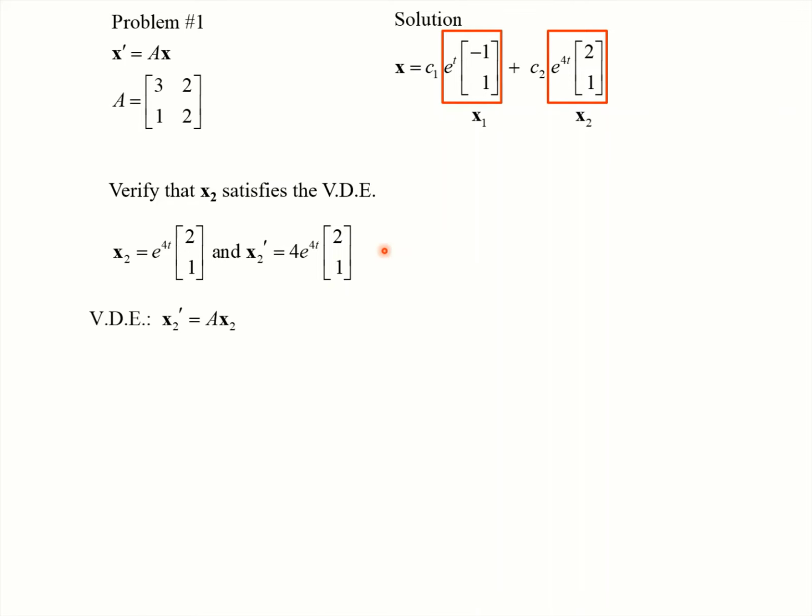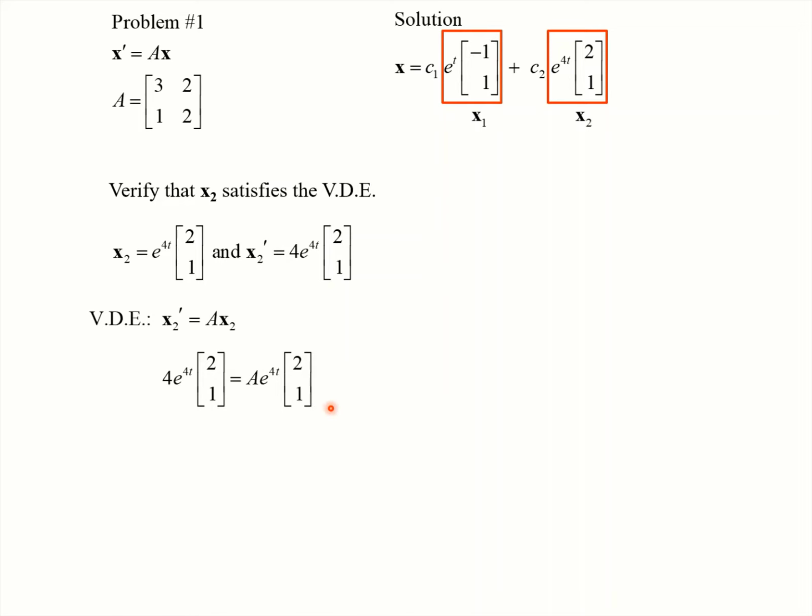And if this blows your mind, I'm really working with systems of differential equations. It's crazy, isn't it? Okay, so I have x2 prime, that vector, equals A x2. All I did was plug x2 up there into that. And let's see what happens when we do this. x2 prime is 4e to the 4t, 2, 1, and then there's A, and then x2 is just e to the 4t, 2, 1.